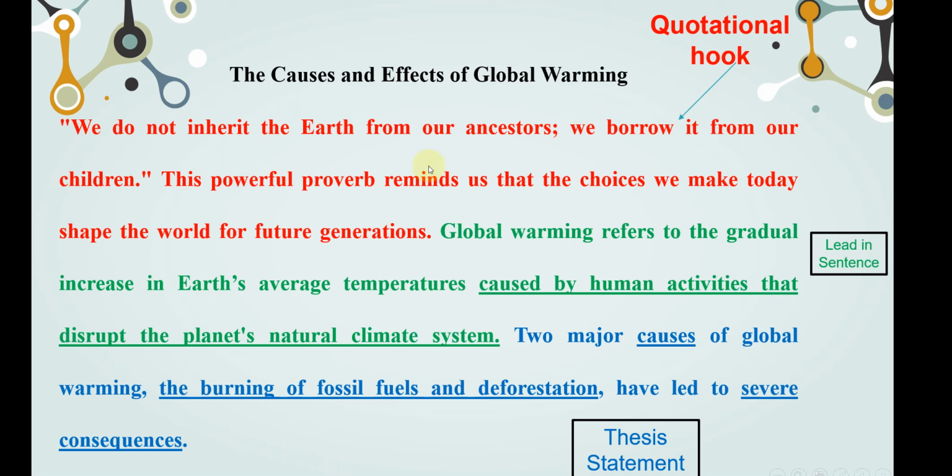We do not inherit the earth from our ancestors. We borrow it from our children. This powerful proverb reminds us that the choices we make today shape the world for future generations. So this is the quotational hook. This is the lead-in sentence, and this is the thesis statement, and all of this is the introductory paragraph. These are three different types of hooks.